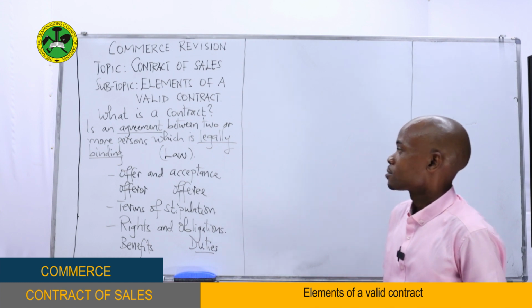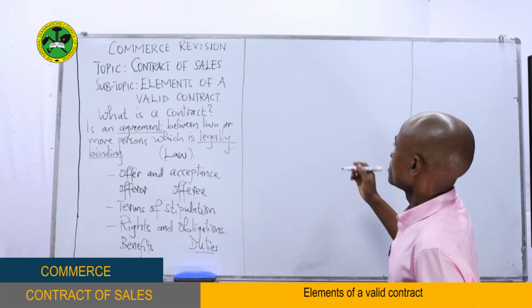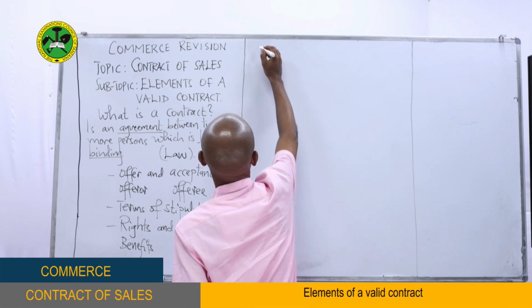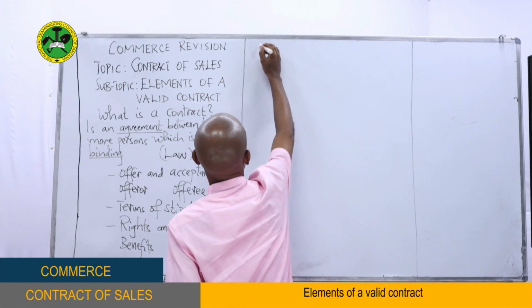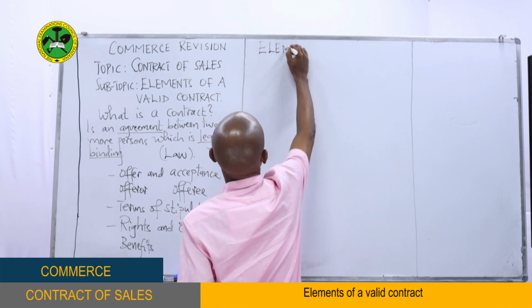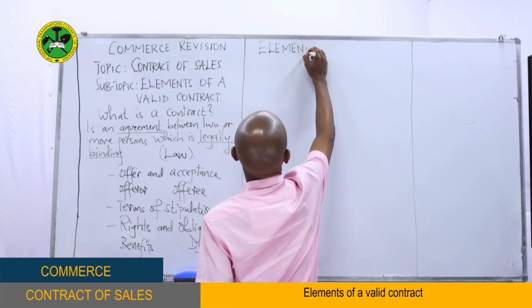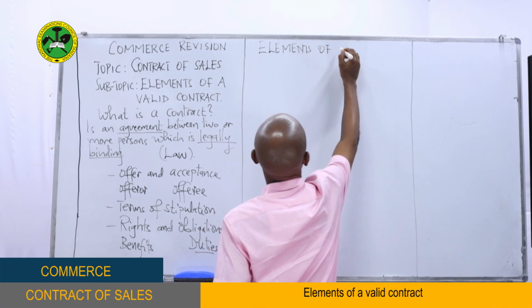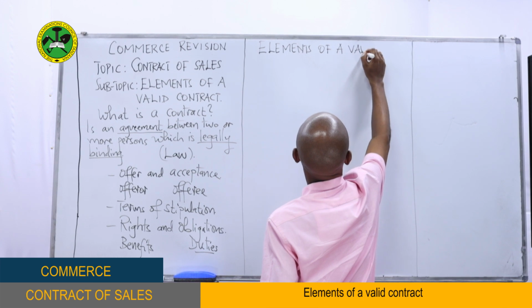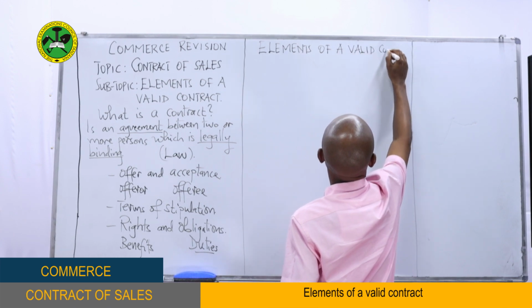Now another subtopic, as we have said, that we are going to explain is about elements of a valid contract.